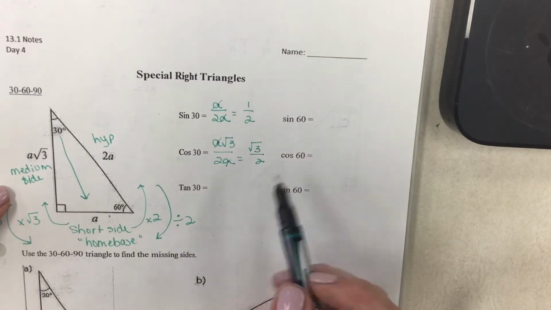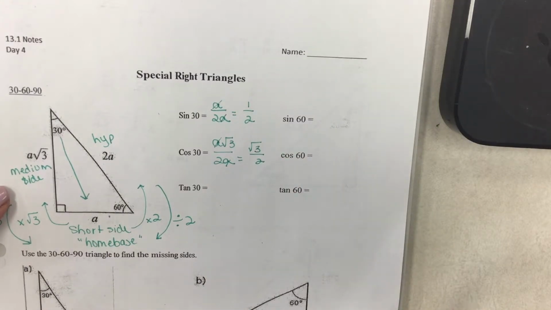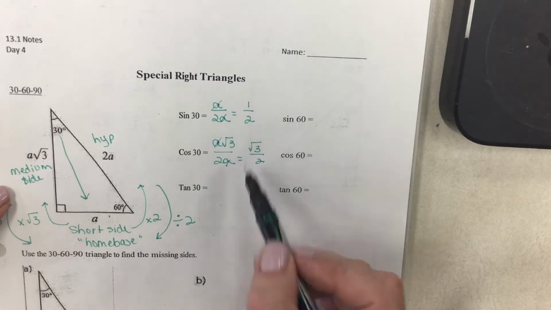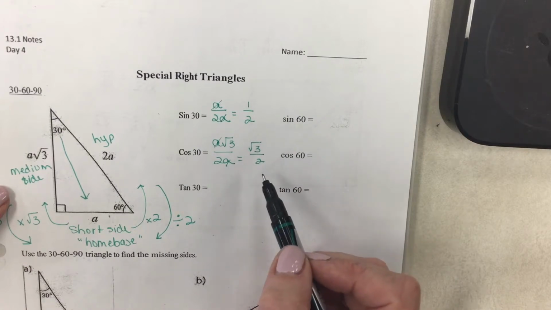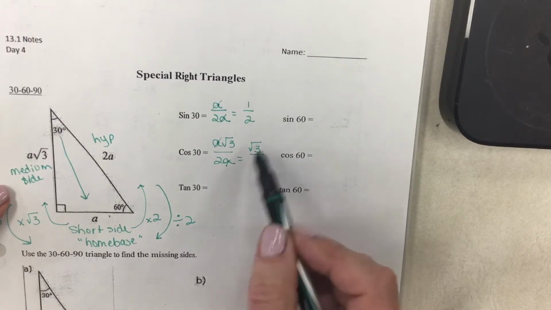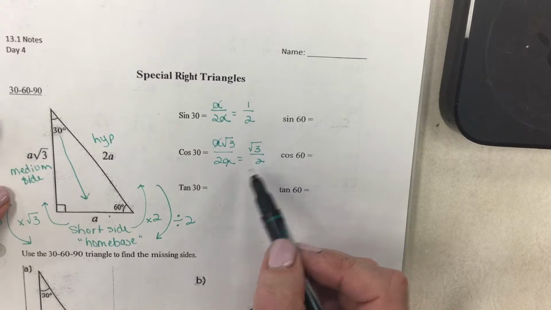Notice, guys, I don't have a calculator out. I'm not finding a decimal here. I'm leaving things in a ratio as a fraction. I'm leaving them as adjacent over hypotenuse. This is called the exact value. I'm not rounding. If I would take this to a decimal, I'd have to round. We want them left as exact values.